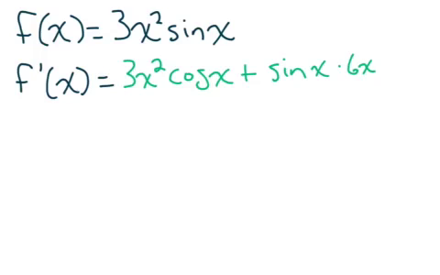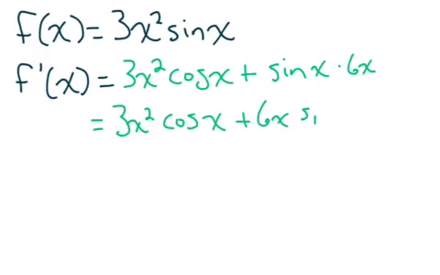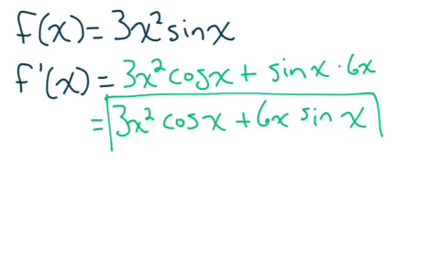And really there's not a lot we can do to simplify that, except we do usually keep this 6x up here in front of the sine x. And there we have our derivative. Pretty simple, as long as you remember to use the product rule. As long as you remember, you can't just say 6x times cosine x, because that's just not correct. We have to use the product rule.